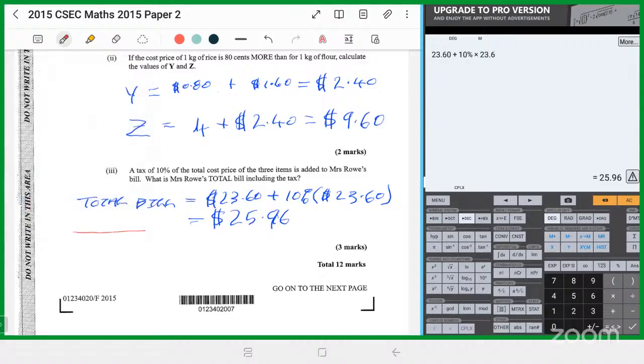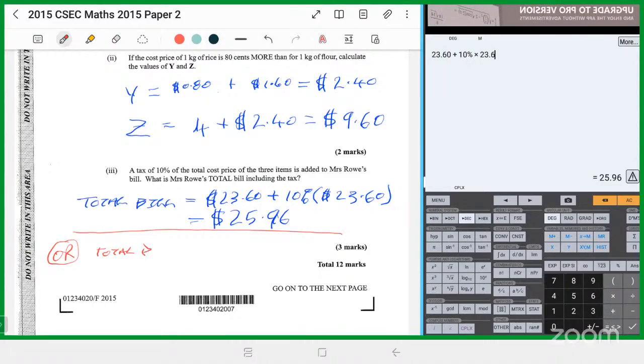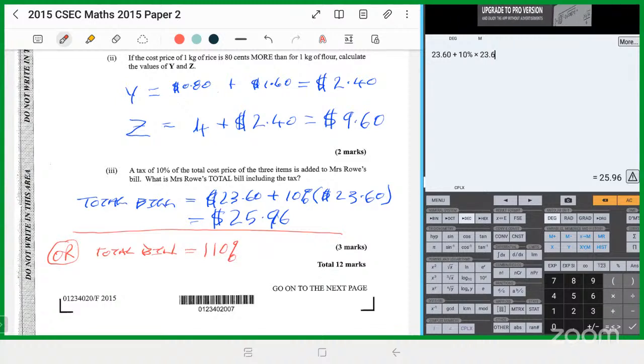Look, we could just add the 10% to the original, right? So the total bill is 110%. You're adding 10%, and the pen is giving me some problems, guys. I need to get a new pen for this device. You're adding 10% to the bill. So the new total is 110% of what it was, which is the 23.60. If you do this calculation, you're going to get the same answer.